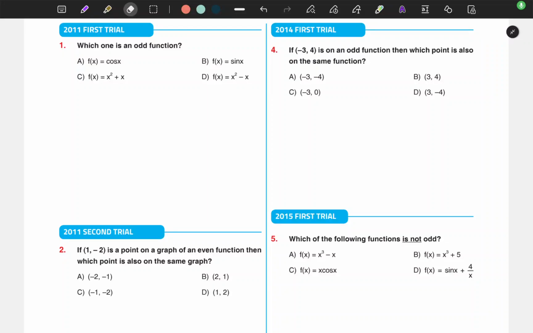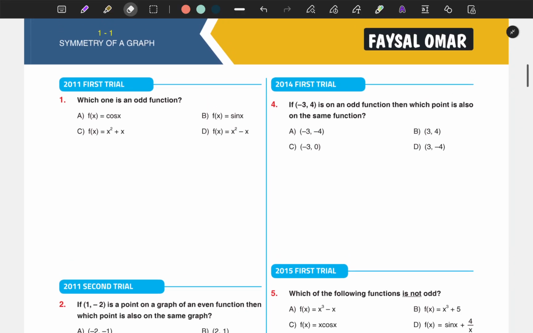Okay, hello guys. In this part, I am going to upload the worked questions on even and odd functions. Okay, let me start. Which one is odd function? It is a very easy question. Do you know why? Because sin x is always odd. That's it.